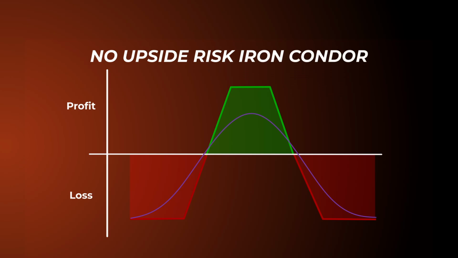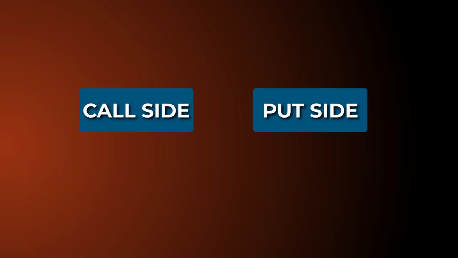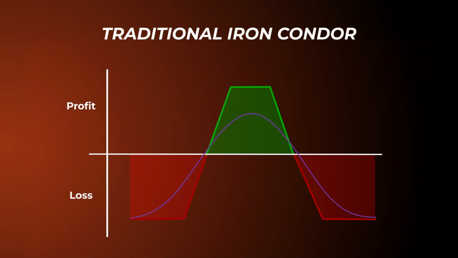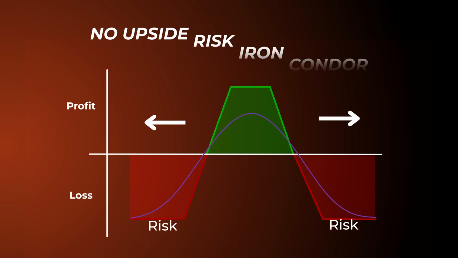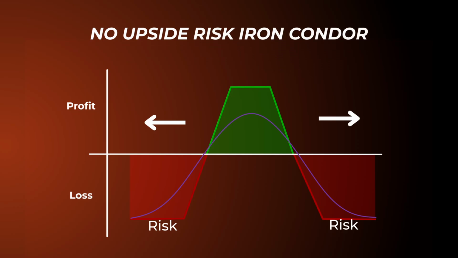I'm going to use the SPY to be able to show this. All right, so if we go over here, I want to break this down in two ways. The most important way is understanding the call side of the no upside risk iron condor. When you do a traditional iron condor, you have risk to the downside if it goes down too much, or you have risk if it goes up too much on the call side. When you're structuring a no upside risk iron condor, it starts by how you set up the call side.